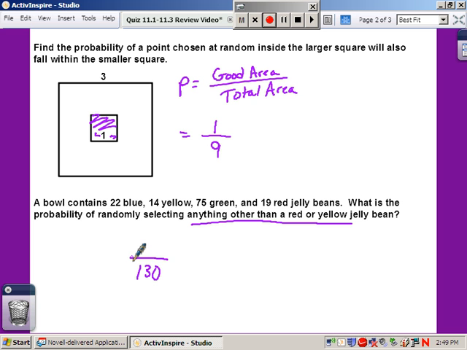And then I'm going to say, well, okay, I don't want red. I don't want yellow. So basically I need the 22 blue or 75 green, that's 97 total. I don't think 97 over 130 reduces, but just in case, we'll check it on the calculator. It turns out it does not. So this is your final answer, 97 over 130. I always want to make sure you give the most reduced answer possible.